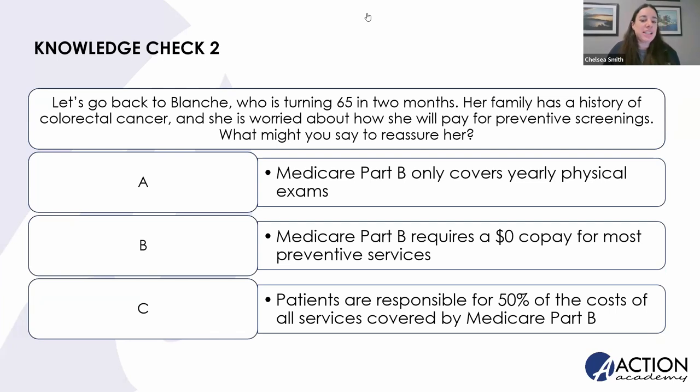So Blanche turns 65 in two months. Her family has a history of colorectal cancer. She's worried about how she's going to pay for the screenings. What might you say to her?